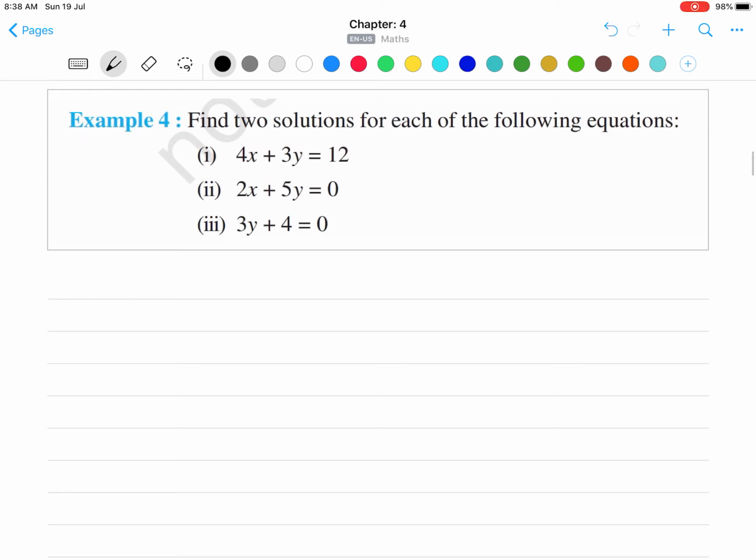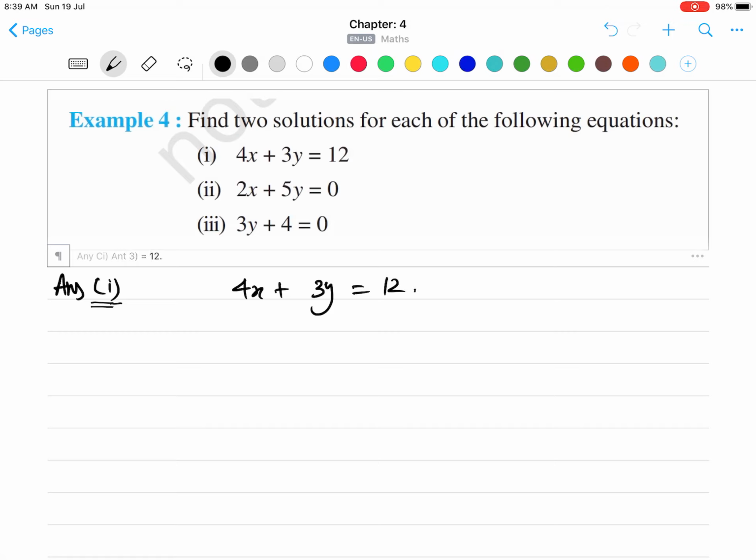Now it says find two solutions for each of the following equations. Okay, we'll follow the same method. So let's start with the part 1 answer of example number 4. Part 1, we have the equation 4x plus 3y equals 12. Here we are asked to find only two solutions.